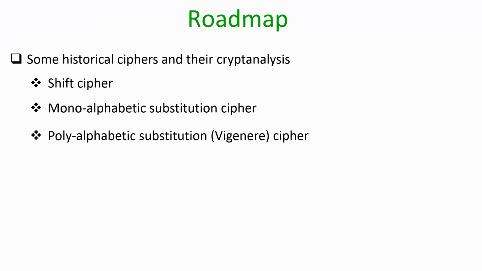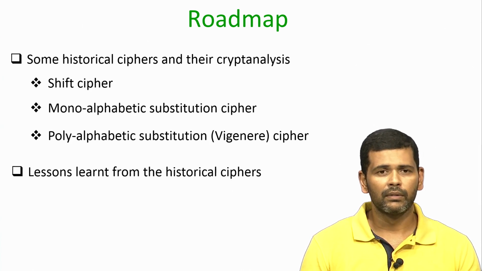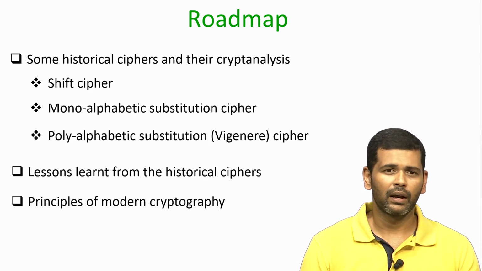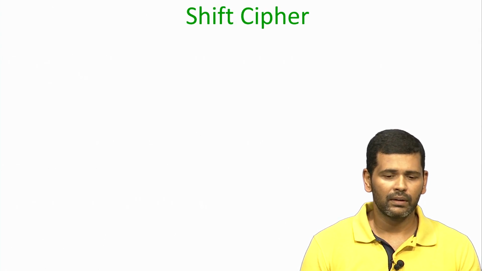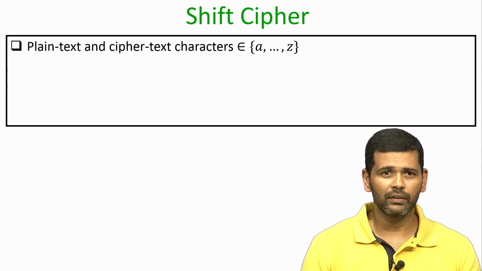The plan for this lecture is as follows. In this lecture we will discuss some of the historical ciphers such as shift cipher, monoalphabetic substitution cipher and polyalphabetic substitution cipher, and we will see their cryptanalysis, namely we will see how badly these ciphers were broken. We will see the lessons that we learned from these historical ciphers, and finally we will discuss the principles of modern cryptography.